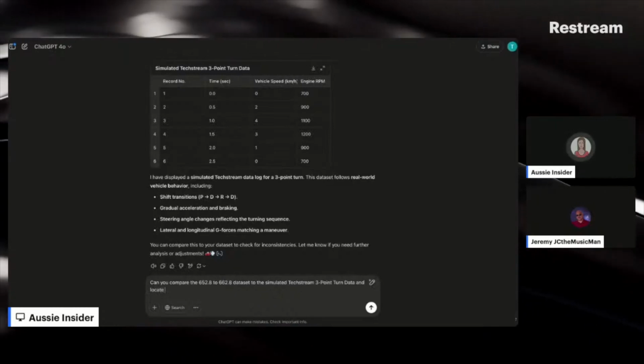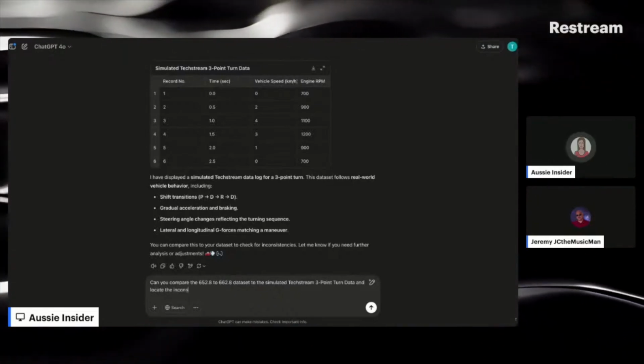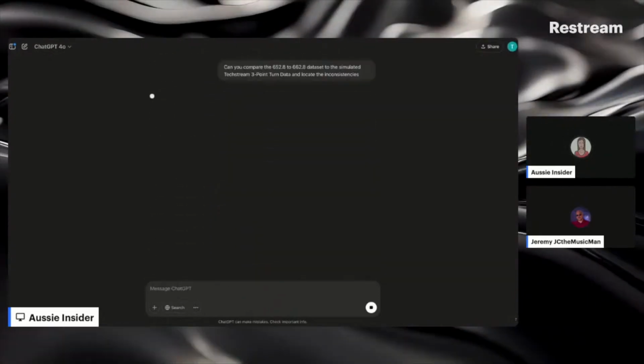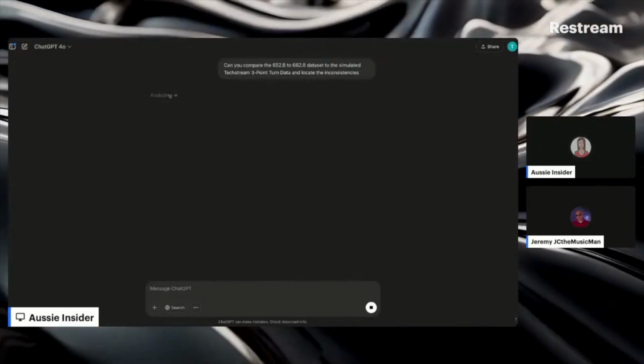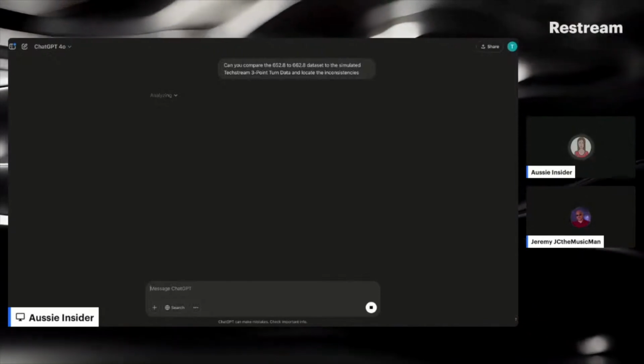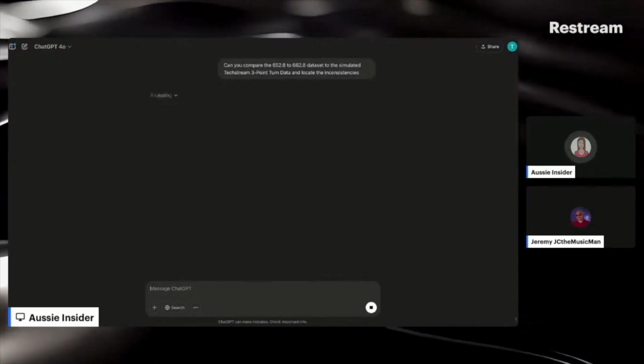And locate the inconsistencies. How's that sound? Right. That's comparing Trooper Paul's 3-point turn data set to the simulated data set that we just looked at.